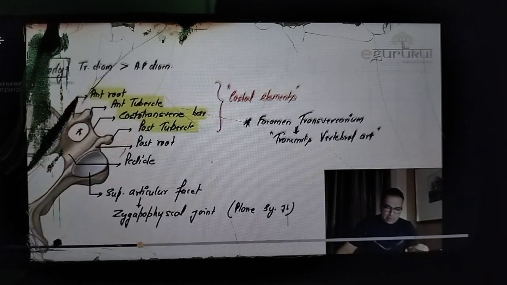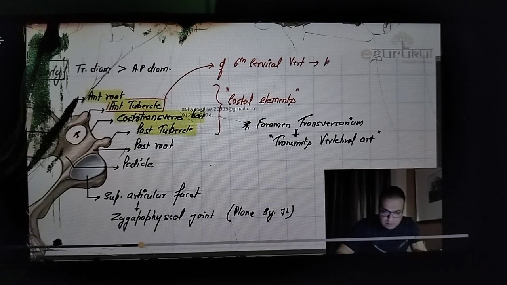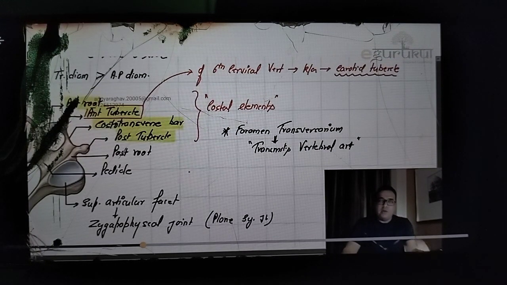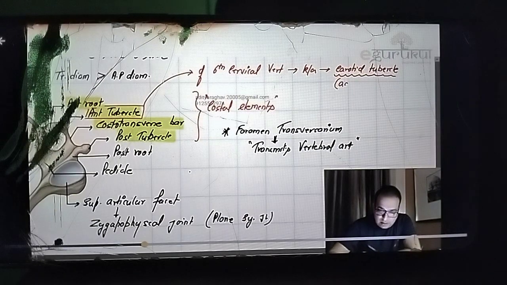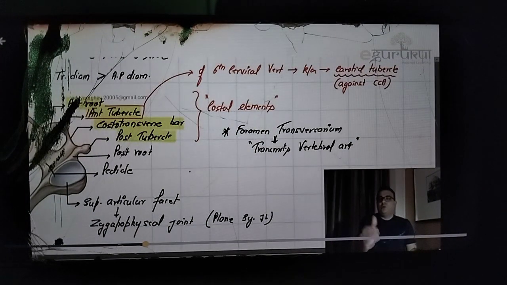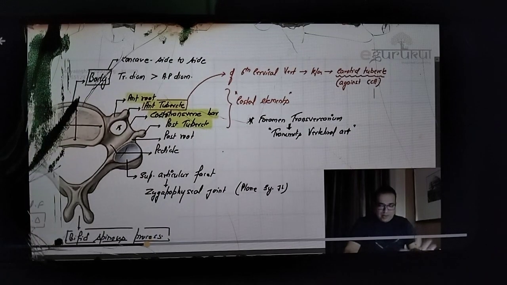Another important thing you should remember: the anterior tubercle of the sixth cervical vertebra is known as the carotid tubercle. Anterior tubercle is present in all the typical cervical vertebrae, but in the sixth it is more prominent and is called the carotid tubercle. Why? Because when you feel the pulsation of the common carotid artery, you press it against the carotid tubercle, the tubercle of the sixth cervical vertebra. So that was the typical cervical vertebrae.